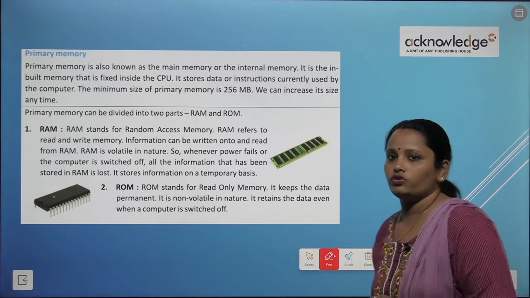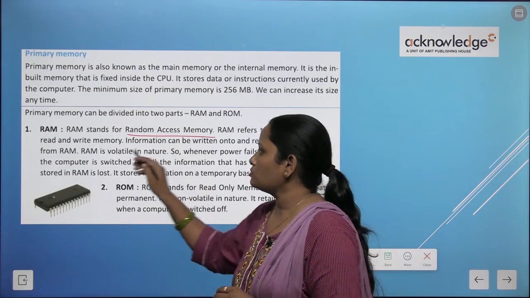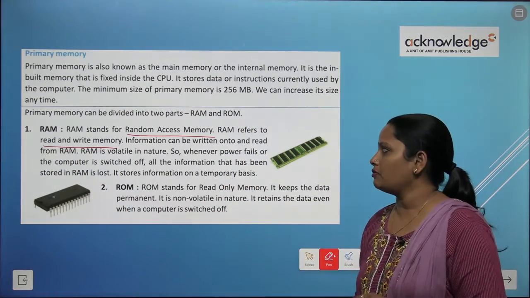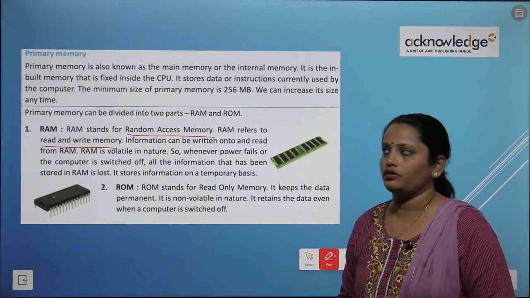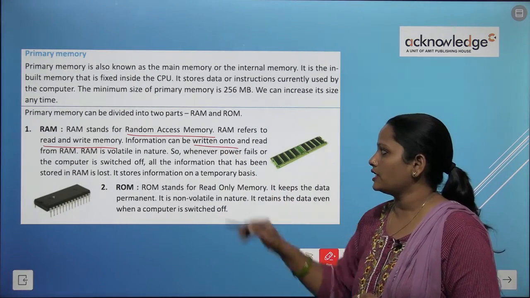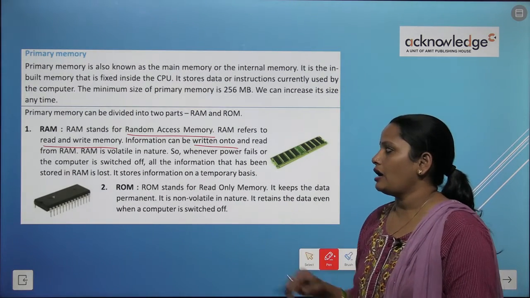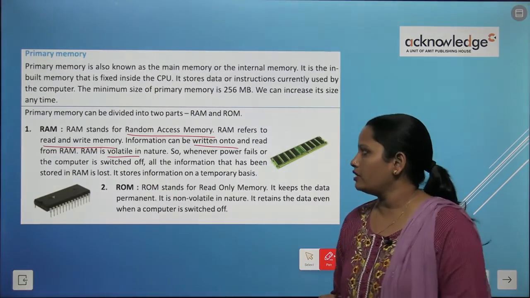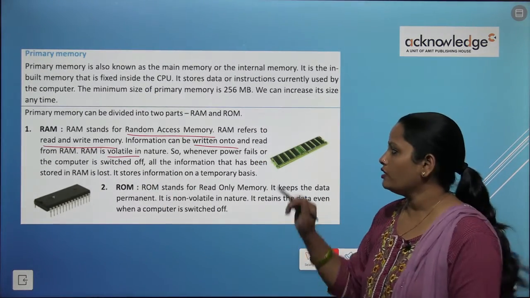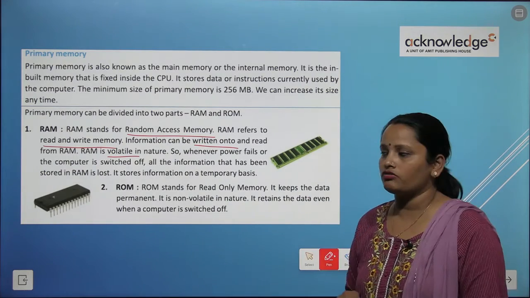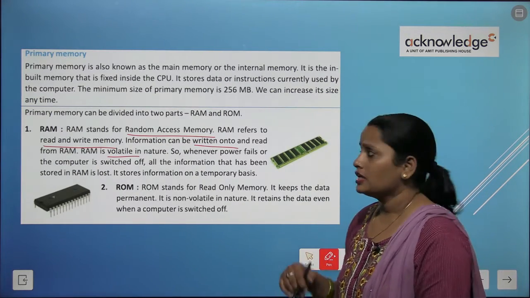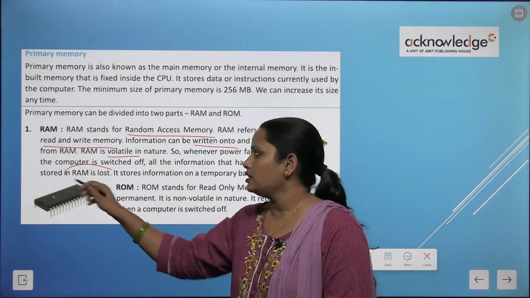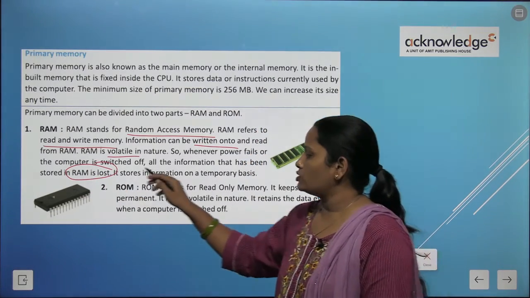RAM refers to read and write memory. So इसमें हम क्या कर सकते हैं? Read and write memory से क्या कहा जाता है? Information can be written onto and read from RAM. So जो भी information है उसे हम इसमें लिख सकते हैं, उसे पढ़ सकते हैं. RAM is volatile in nature. ये volatile होता है nature में. So whenever power fails or the computer is switched off, all the information that has been stored in RAM is lost. So volatile means कि इसमें जो भी चीजें हम डालते हैं वो तुरंत डिलीट हो जाती हैं जैसे ही RAM को हम स्विच ऑफ कर देते हैं.